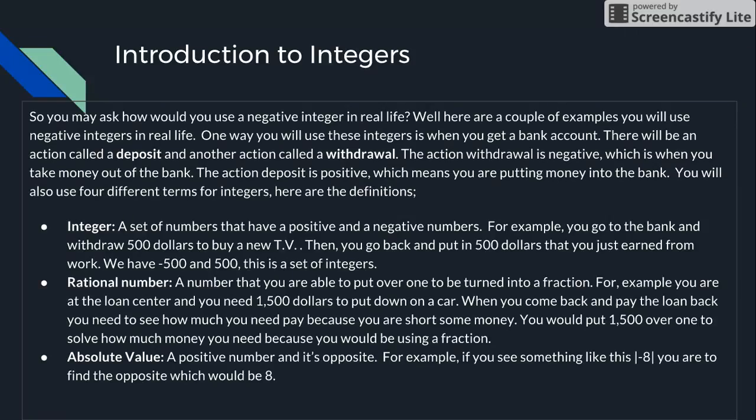Rational number: a number that you're able to put over 1 to be turned into a fraction. For example, you are at the loan center and you need $1,500 to put down on a car. When you come back and pay the loan back, you need to see how much money you need to pay because you're short some money. You would put 1,500 over 1 to solve how much money you need because you'd be using a fraction. And you use this for multiplication, subtraction, addition, and division.